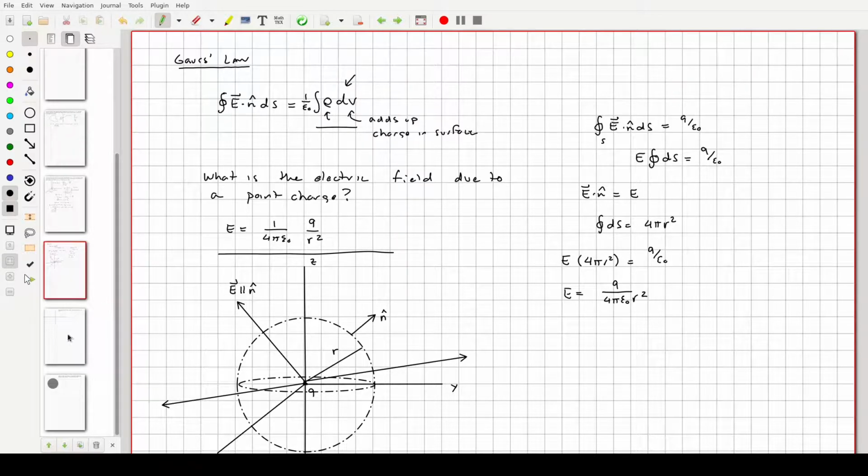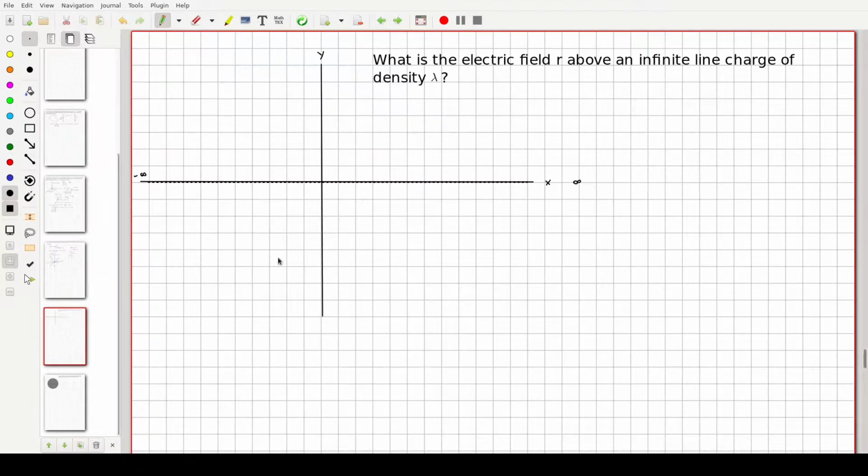So to show you what you can do with this, here's an example that we've already done. We used vector calculus to do this. And here, the question I'm asking is, what is the electric field R above an infinite line of charge density lambda? Now, we know the relationship between charge density, charge, and length. Lambda itself is just Q over L. It's how much charge sits along a line.